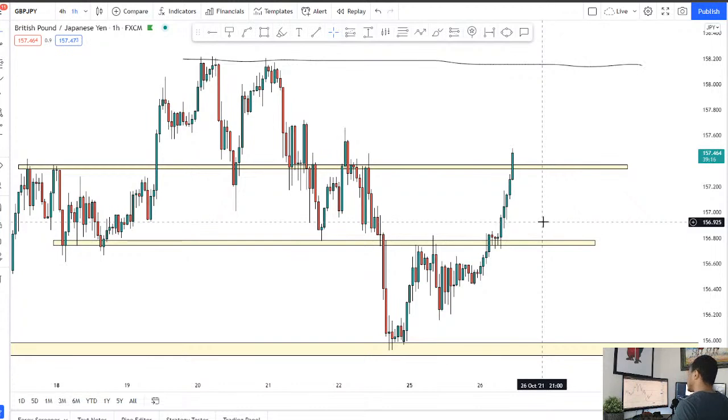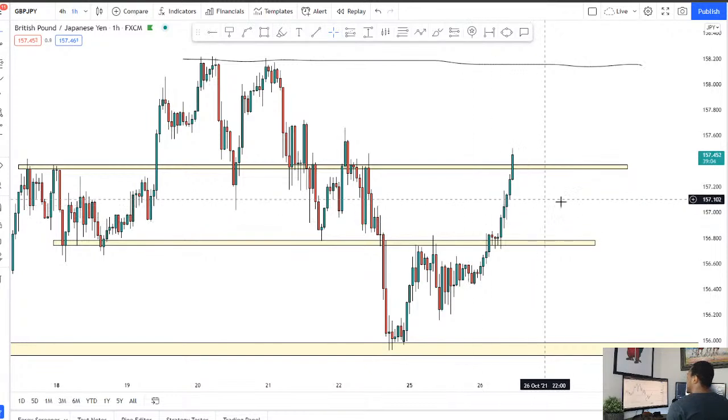Again, JPY is still very weak, and I think USD might follow that weakness over the next few days or weeks as well. So yeah, GJ more upside for that one, back up to 158.